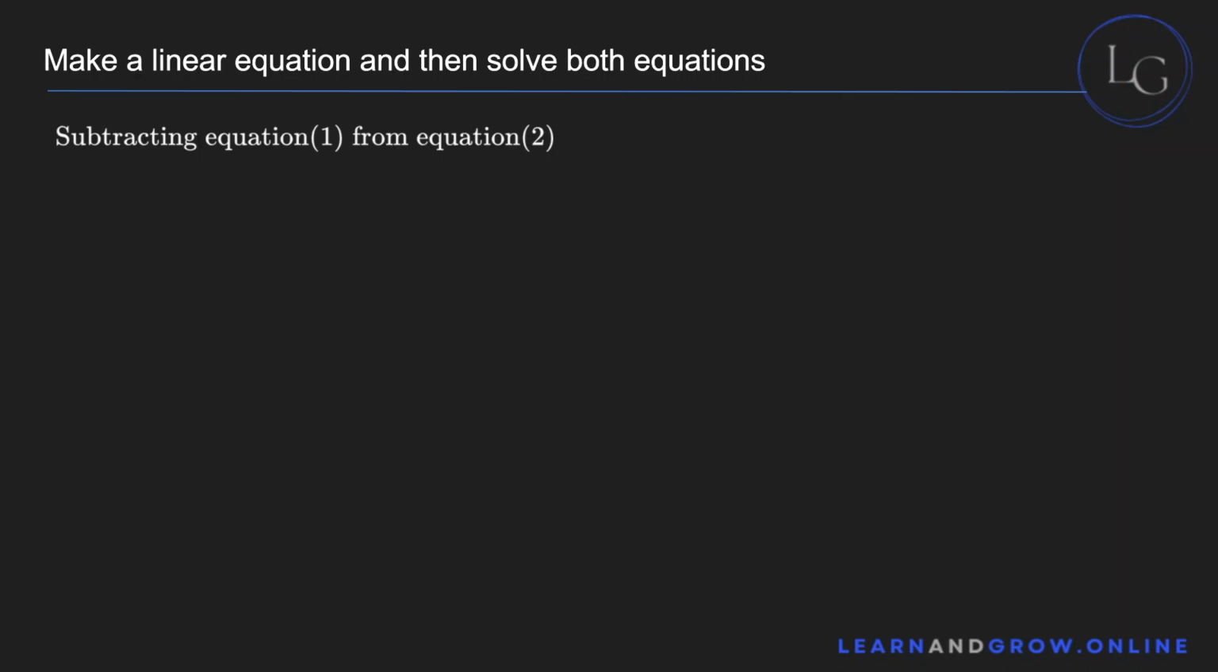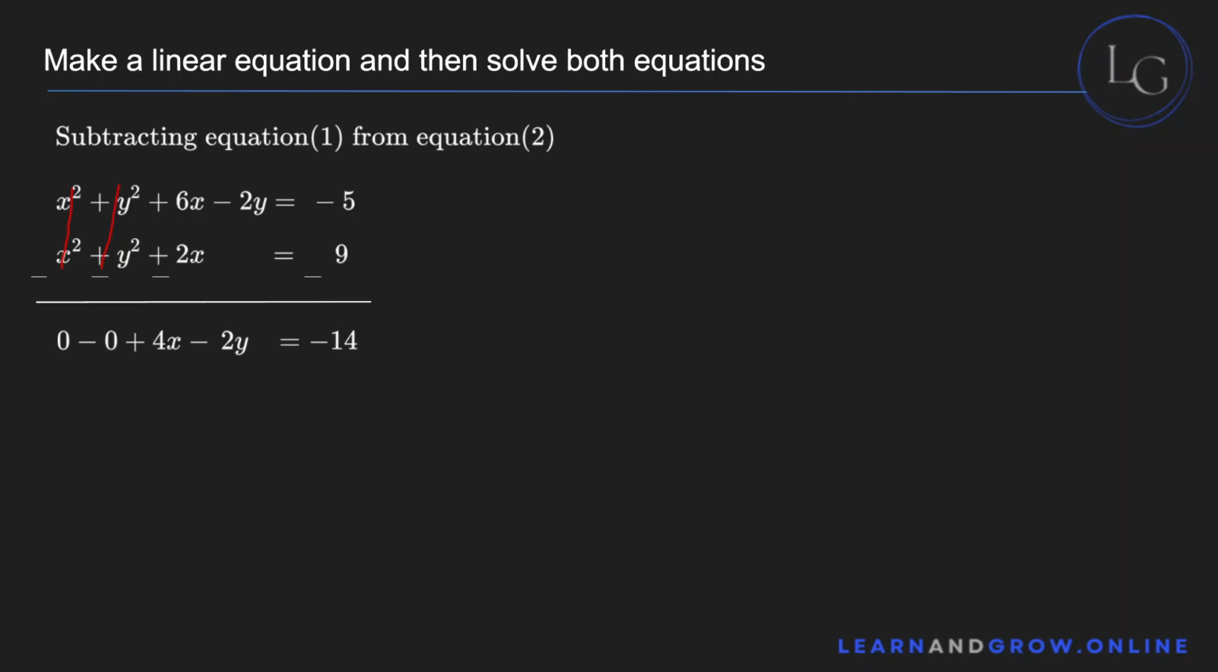So we'll now solve them simultaneously. We'll subtract equation 1 from equation 2. Now over here you'll subtract x square and x square, you'll subtract y square and y square, and as a result you'll get 6x minus 2x, you'll get 4x over here, you'll get minus 2y minus 0 minus 2y, and over here you'll get minus 5 minus 9, so minus 14.